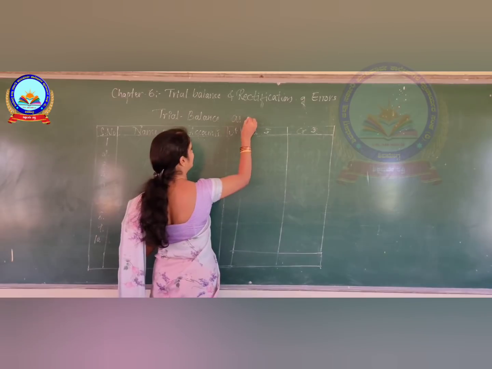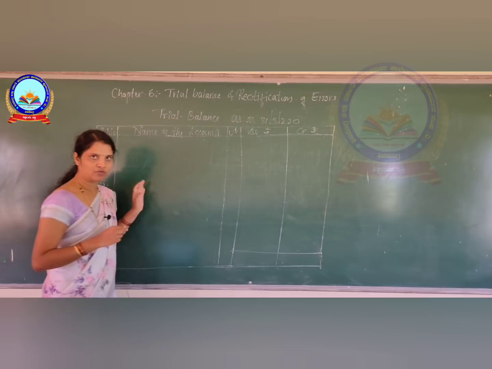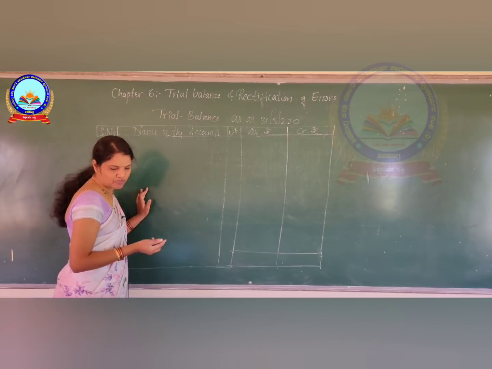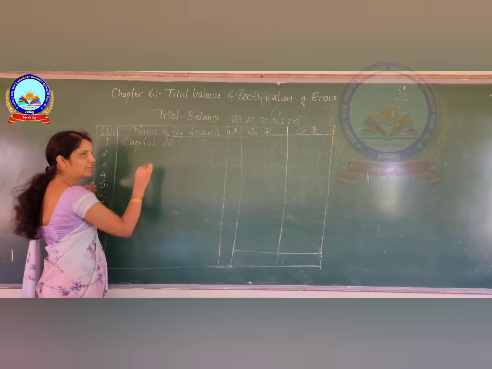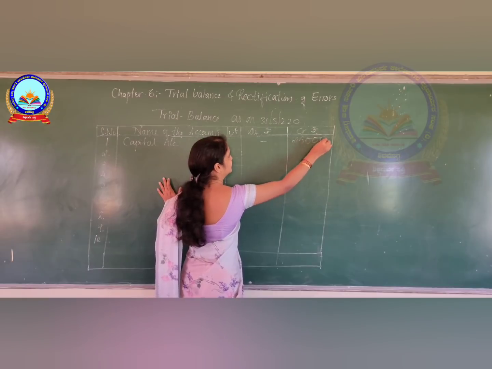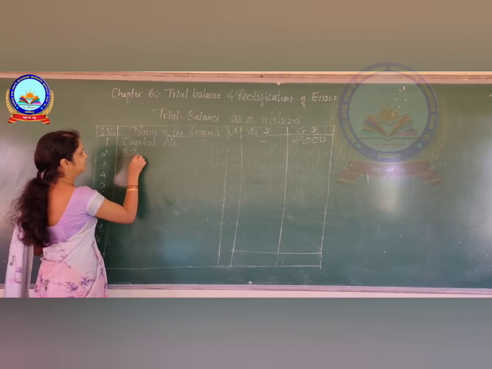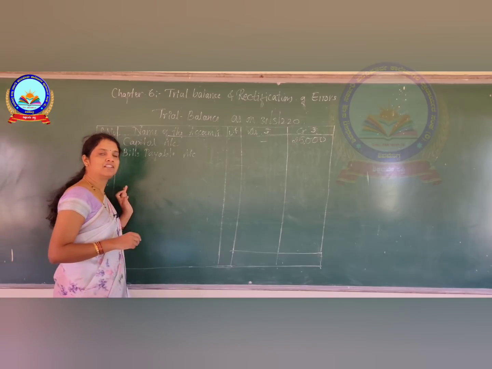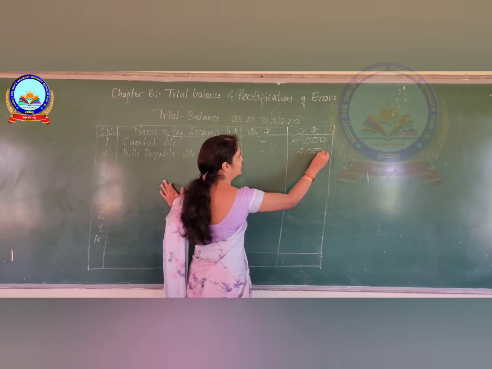Trial balance as on 31st March 2020. The first account, you can make the list first, or simultaneously we can record the balances too. Capital account. Capital account always shows the credit balance. Write in the credit column, amount is rupees 25,000. Next, bills payable rupees 2,000. Write the bills payable here. Bills payable account rupees 2,000. Bills payable is a liability. Liability shows the credit balance. Write in the credit column rupees 2,000.